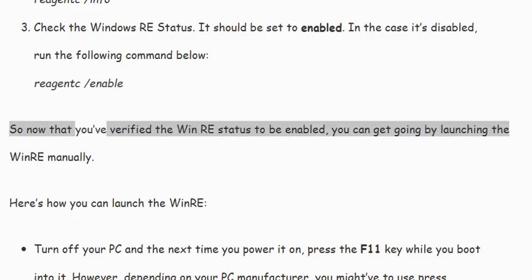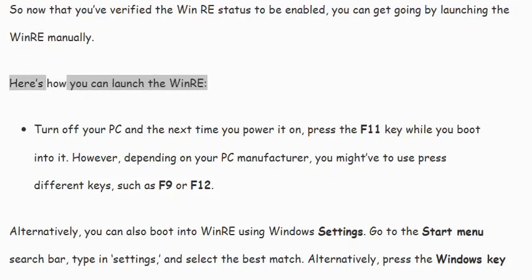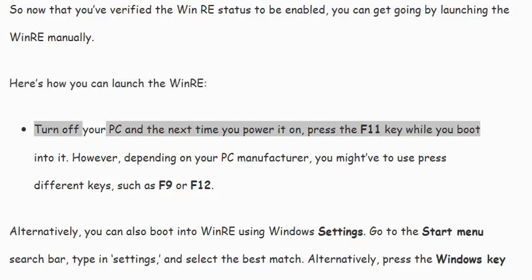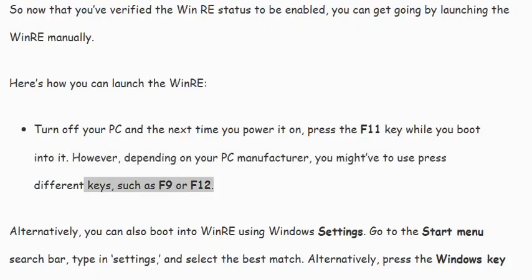So now that you've verified the WinRE status to be enabled, you can get going by launching the WinRE manually. Here's how you can launch the WinRE. Turn off your PC and the next time you power it on, press the F11 key while you boot into it. However, depending on your PC manufacturer, you might have to press different keys, such as F9 or F12.